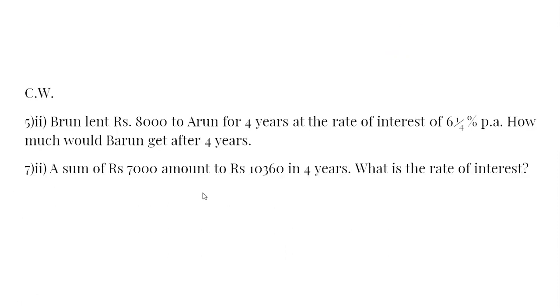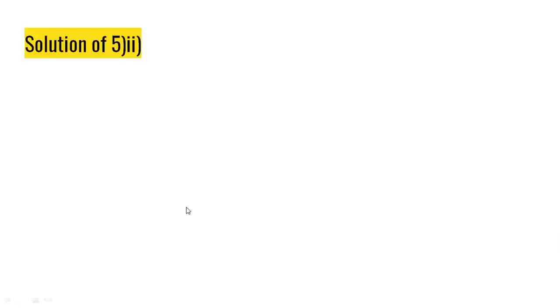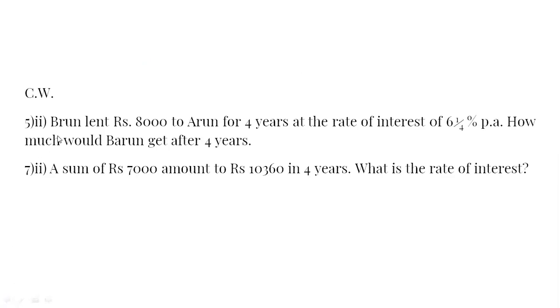That is per year. Classwork: this is the classwork you have to do. You can do this easily. In the first question, the principal is given. You can read the first question here. What is asked here? Arun would look here. Lend rupees 8,000 to Arun for 4 years at the rate of interest of 6 whole number 1 by 4% per annum. How much would he get after 4 years? This must be Barun, B-A-R-U-N, you have to correct it.